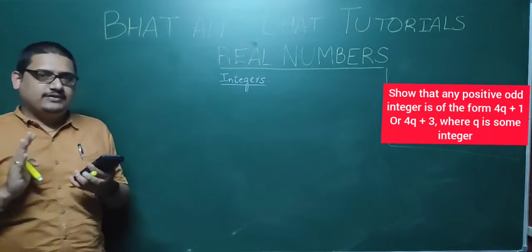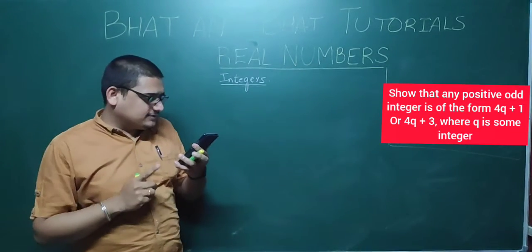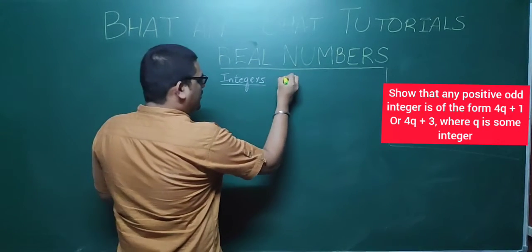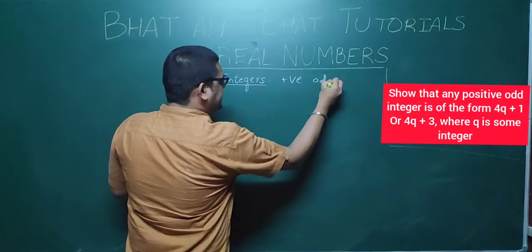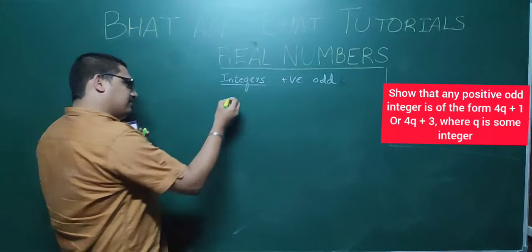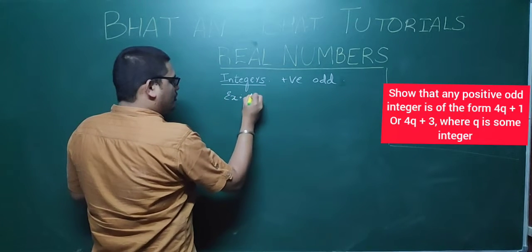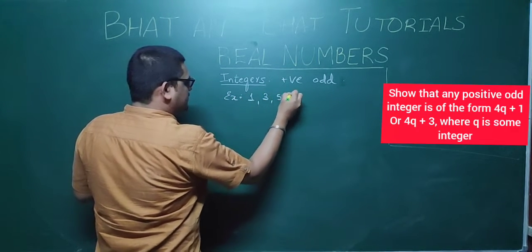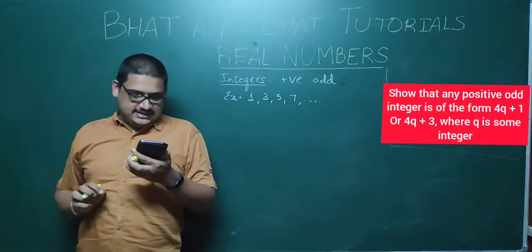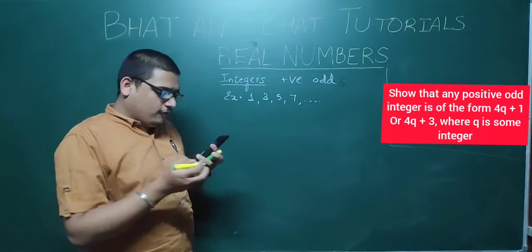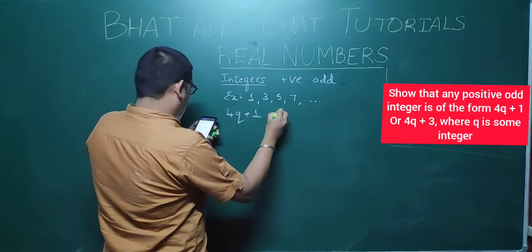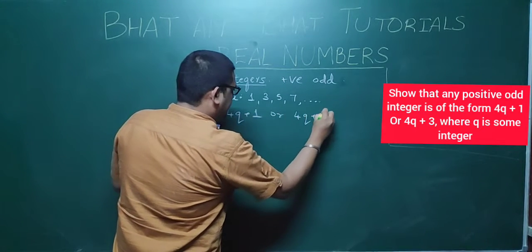That means in this question we are dealing with integers only, and also they have said positive odd integer. What do you mean by positive odd integer? Can you give me examples? Yes, the examples can be 1, 3, 5, 7 and so on. Correct? These positive odd integers are of the form 4q plus 1 or 4q plus 3.